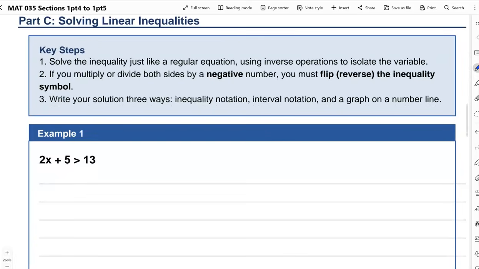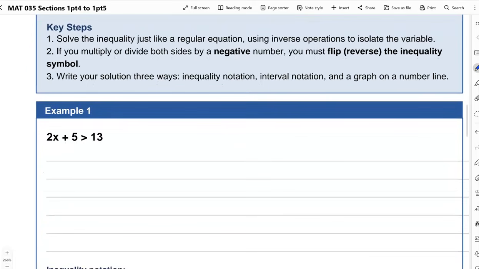So solving linear inequalities, like I said, is going to work the exact same way. The only difference is if we happen to divide or multiply by a negative, we flip the inequality. So if I look at the first one, 2x plus 5 is greater than 13. The goal is to get the 2x term by itself first. So we're going to zero out by subtracting 5.